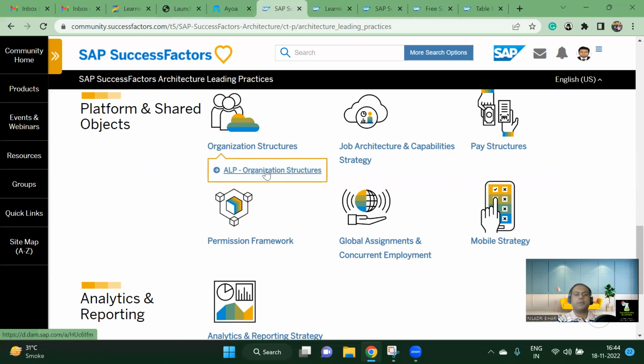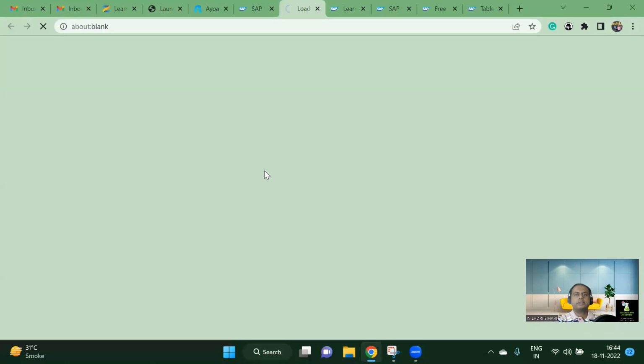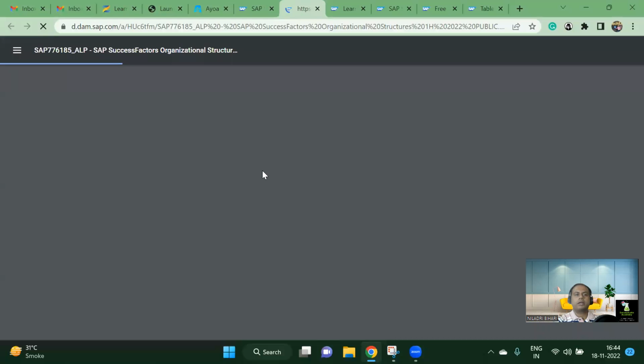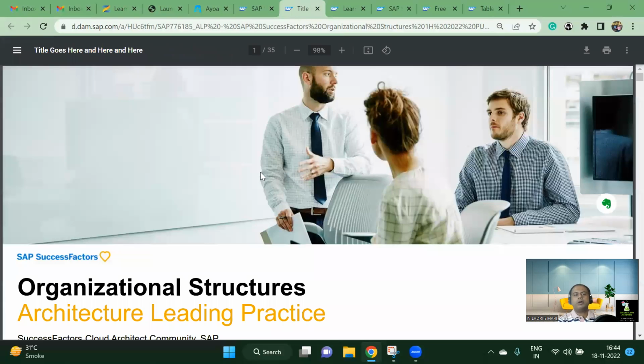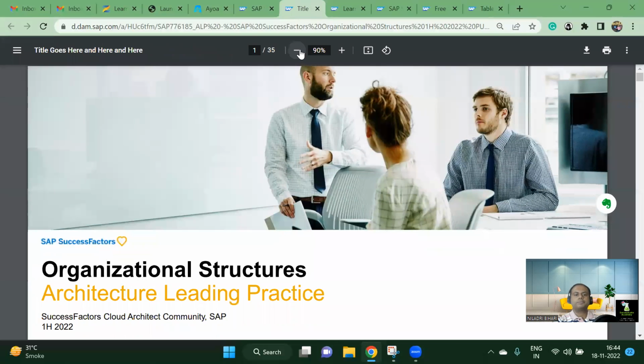So today we're going to start with the ALP of organizational structure. This is for people who are working in Employee Central, position management, and all those fundamentals. This is one of the fundamental key modules you cannot ignore.